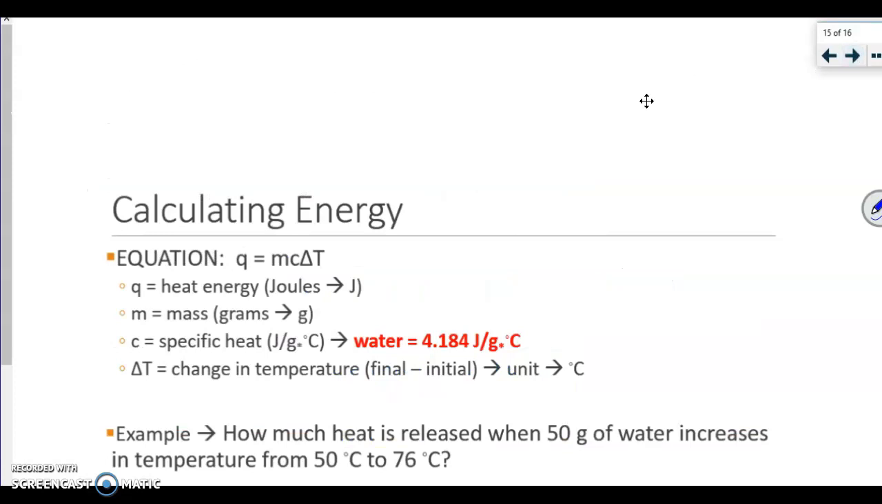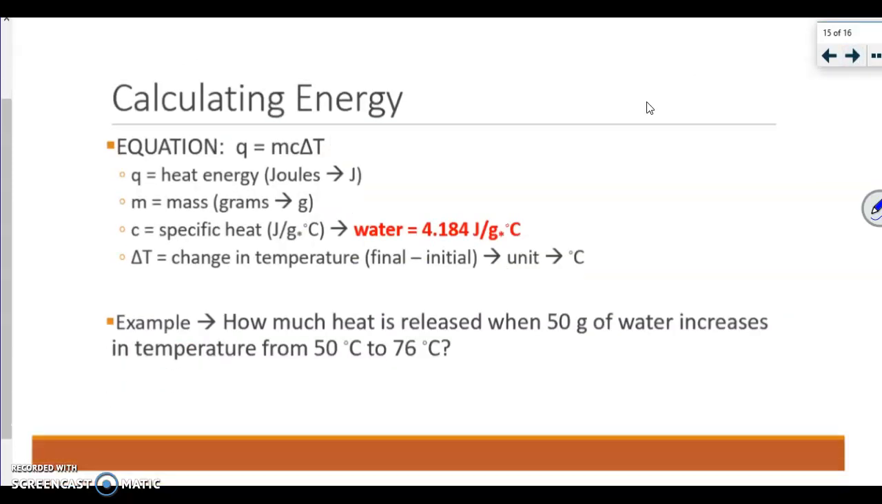Now we're going to actually calculate heat energy instead of calories for food. The equation we're going to use is Q equals MC delta T. Q is our heat energy, which is going to be joules for the unit there. M is the mass, it's going to be grams. And C is the specific heat, joules per gram degrees Celsius. And water's specific heat, as a reminder, is 4.184.